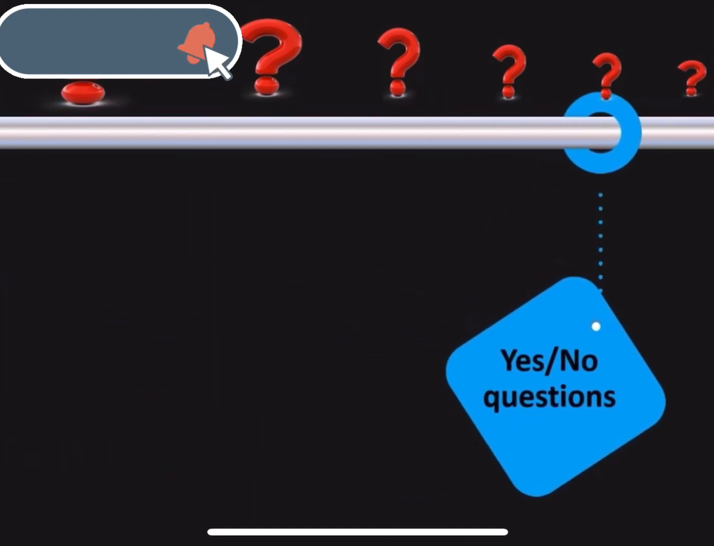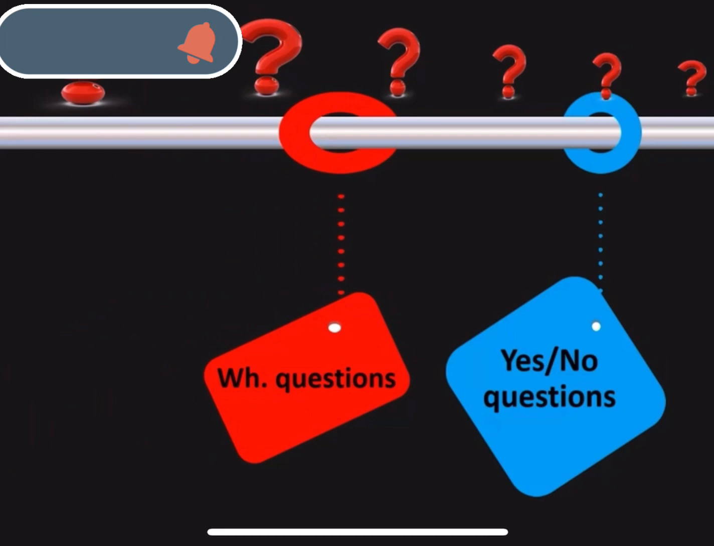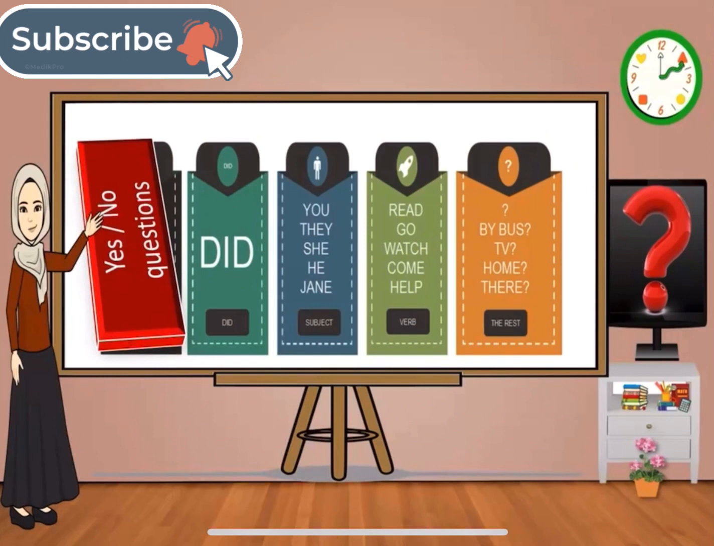Now let's move to another important point, which is forming questions in the past simple tense. But first, I want to remind you that we have 2 types of questions, which are yes-no questions, and the second one is WH questions. Very good. First, let's focus on yes-no questions. Of course, you know that yes-no questions are questions their answers must be yes or no. But how can we form this kind of questions in the past simple tense?